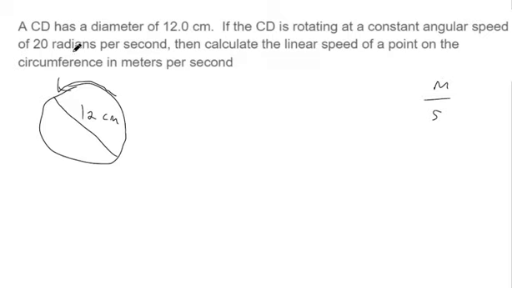We're given 12 centimeters and we're given 20 radians per 1 second. Okay, so we got seconds in the denominator. That's nice. We just need meters in the top.